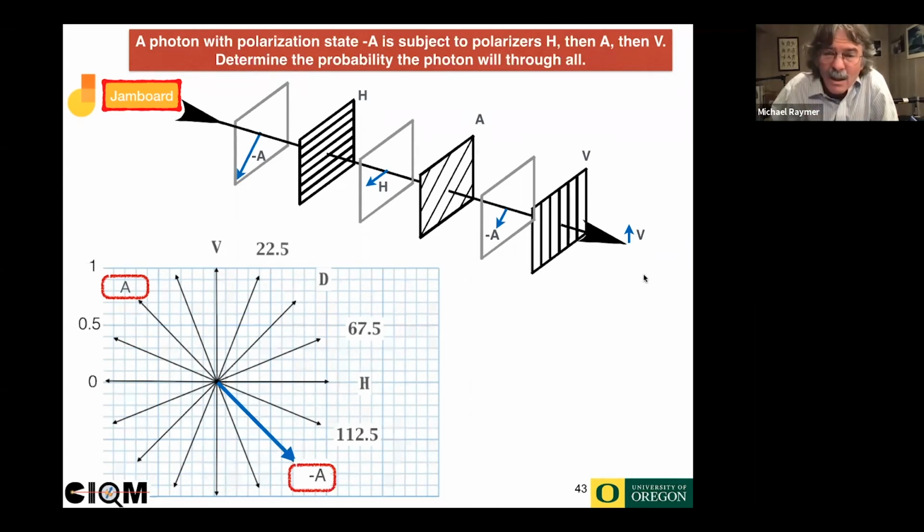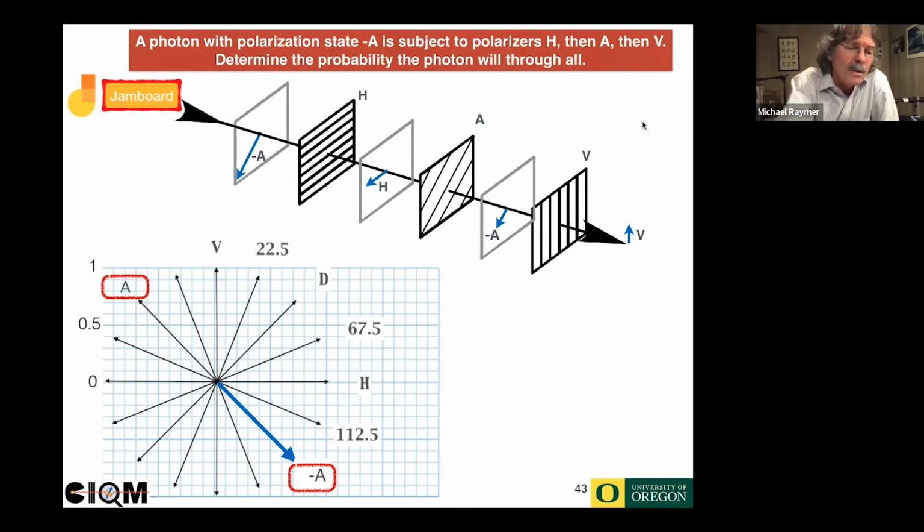But later on, the probability is not equal to 1 that it comes all the way through. The probability is going to be the square of the length of this vector here. But how do you use this diagram to figure out what happens? It first gets projected onto the H, then it gets projected onto the A minus A axis, then it gets projected onto the V axis, and when it finally gets to the end, it has a certain length, which is smaller than it started out with.